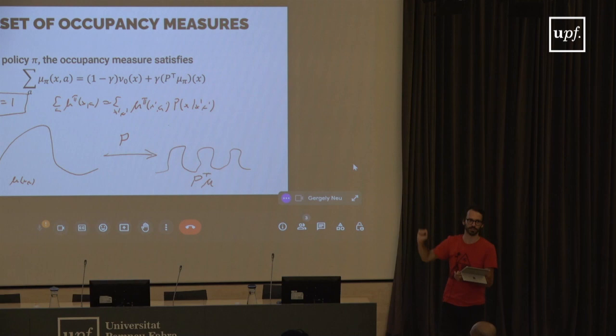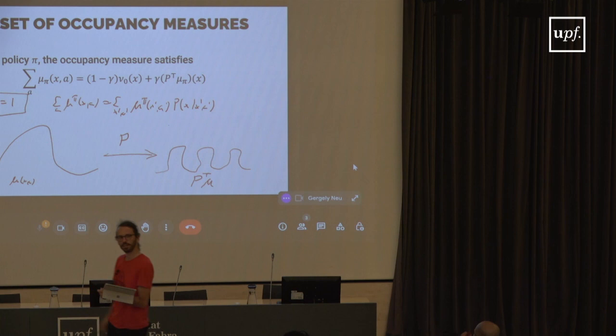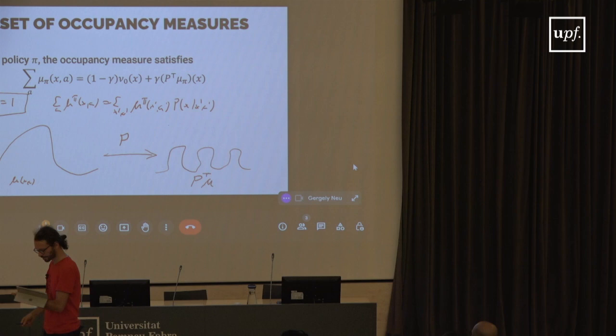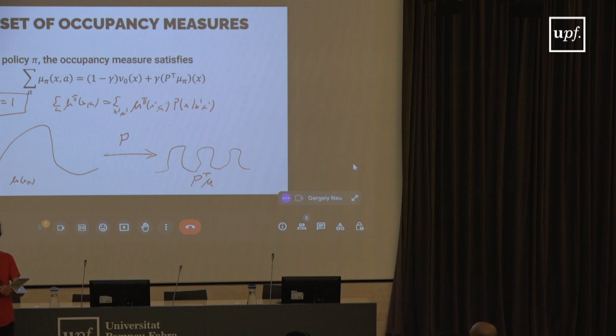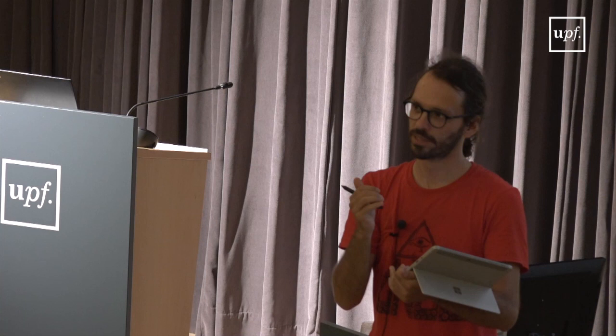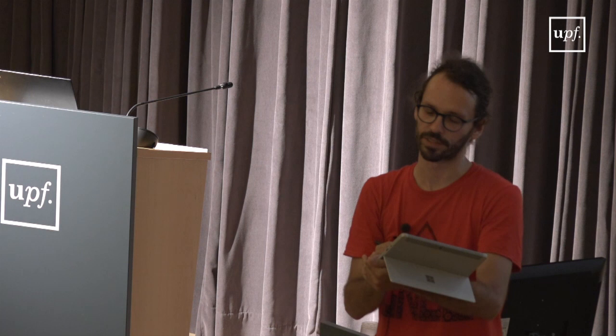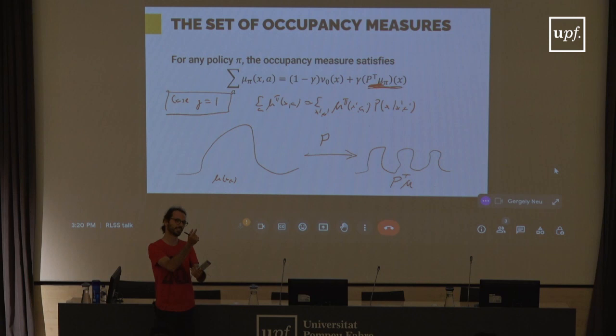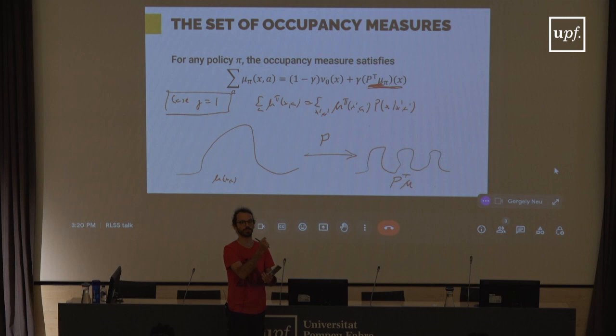Another question: is the P matrix the transition matrix under the policy pi, or the transition matrix of the MDP? This P is a bit of quirky notation. It is an operator, and the P transpose operator maps state action distributions to state distributions. So this maps from vectors over X times A to vectors over X. This is the transition function of the MDP, including the actions.